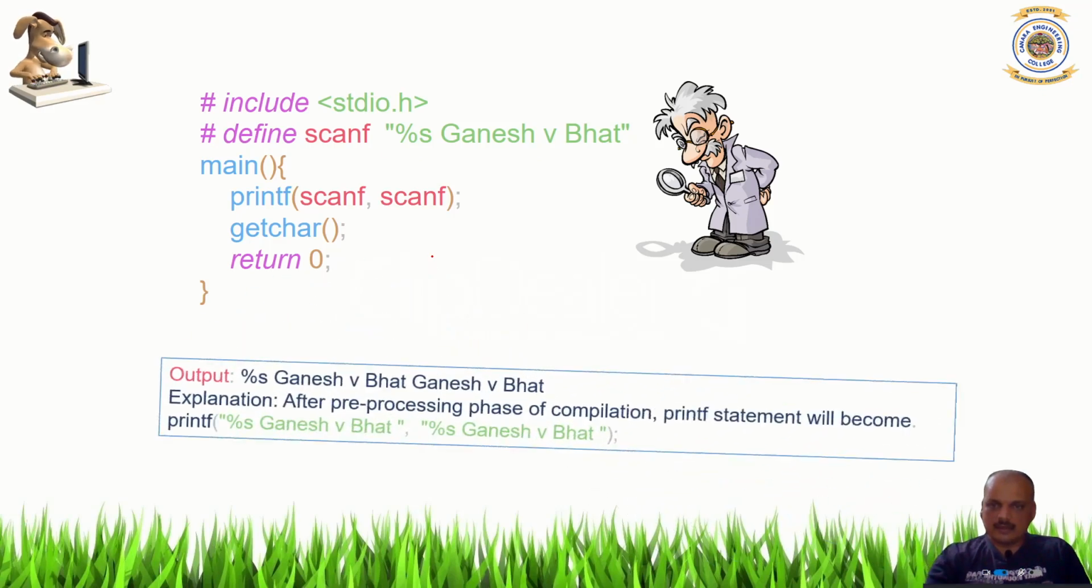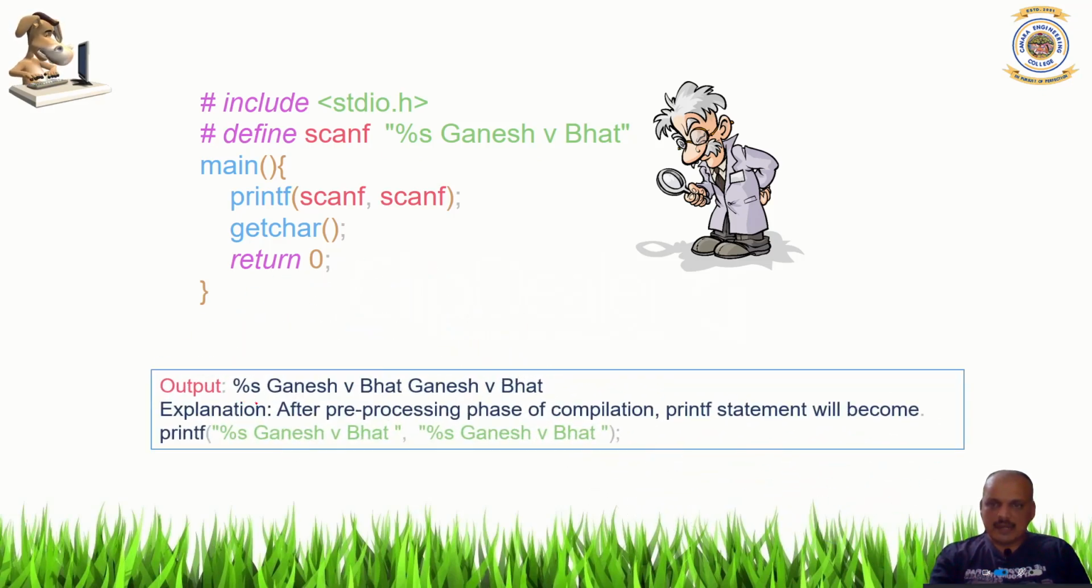Okay folks, if you have got something like that, well done. Looking at the preprocessor directives, or the global definition part in the definition section, what the macro does is replace the scanf with percentage s Ganesh V Bhatt. You should interpret what happens under the hood as something like that. So what does the first piece of code do?